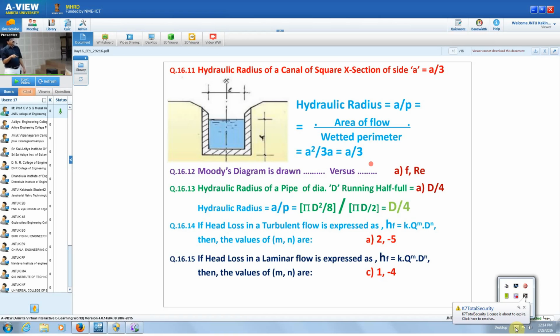If head loss in a turbulent flow is expressed as hf equal to K Q to the power of M D to the power of N, then the values of M and N, it is clear, that is 8 f L Q square by pi square g D to the power of 5. He said it is Q to the power of something, D to the power of something. So the answer is 2 and minus 5, because he has given it as Q to the power of M, D to the power of N. Suppose he gives it as Q to the power of M divided by D to the power of N. Then the answer would be 2 and plus 5. Small changes like that will be there in the examination, nothing more. The question is the same. You will try to twist it, bend it, break it, heat it, boil it, evaporate it. You will try to do everything, but gold does not change.